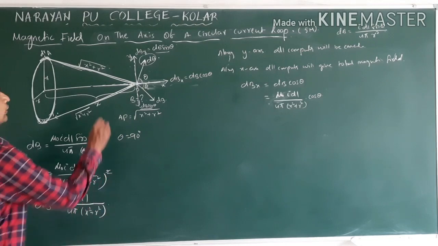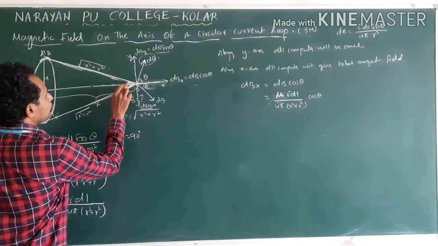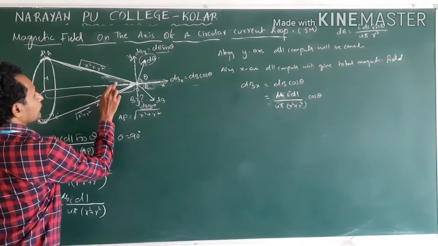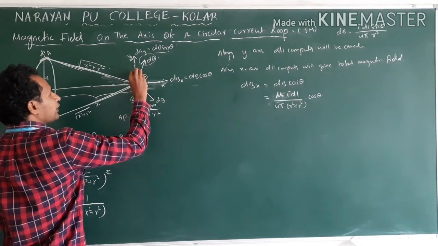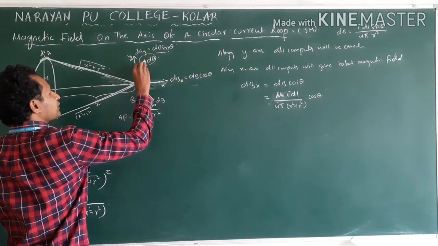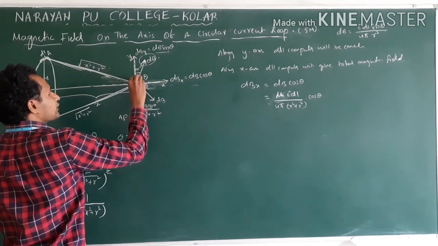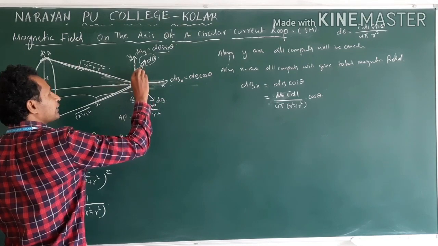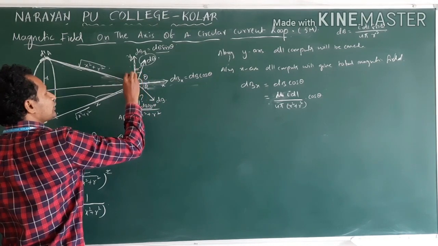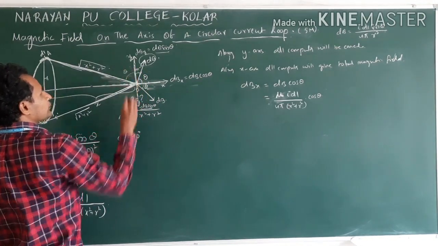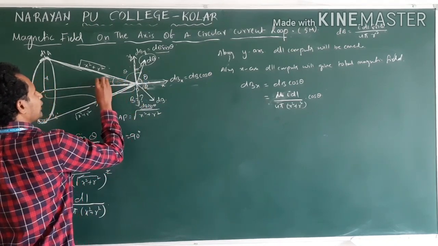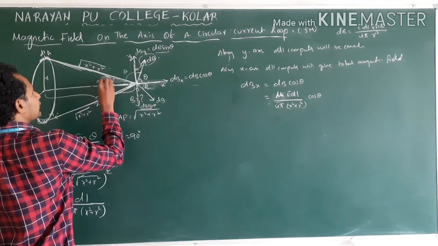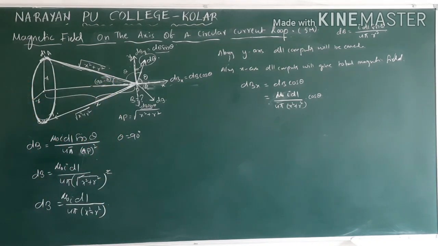Clear? Understand? We need to eliminate cos theta now. Here this angle is theta. This will be 90 minus theta. These two lines are perpendicular. This is 90 minus theta, so this will be theta. If this is theta, what will we get? 90 minus theta. Clear? Understand?